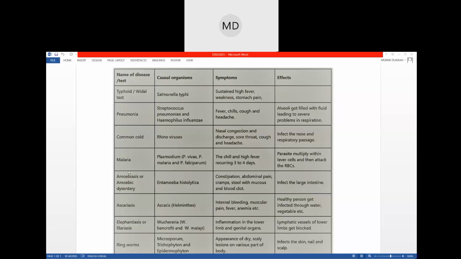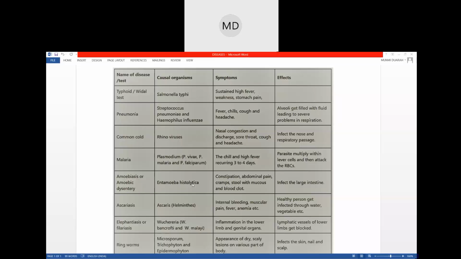Then there is the common cold, pneumonia, and malaria. Malaria is caused by the mosquito. The species are Plasmodium vivax, Plasmodium malariae, and Plasmodium falciparum. There are many species, but the genus is the same, that is Plasmodium. Then for amoebiasis or amoebic dysentery, it is Entamoeba histolytica.